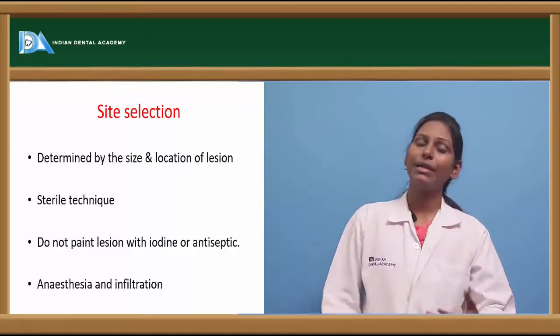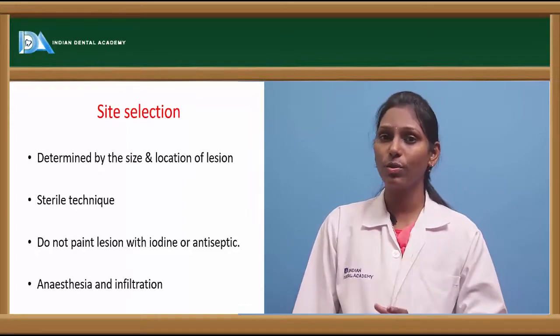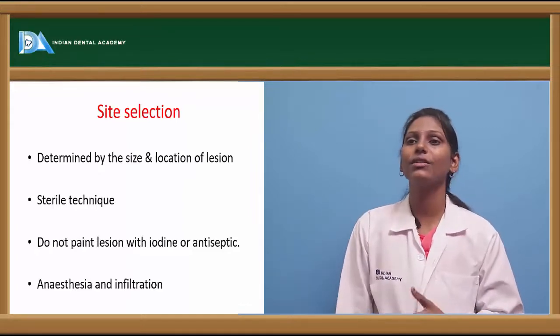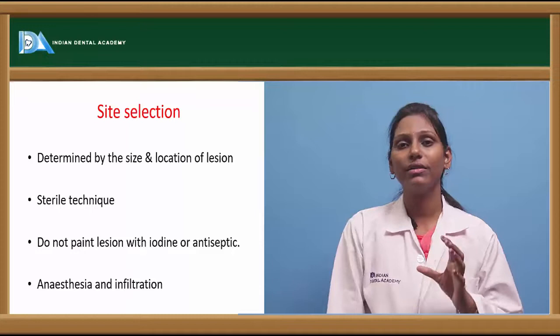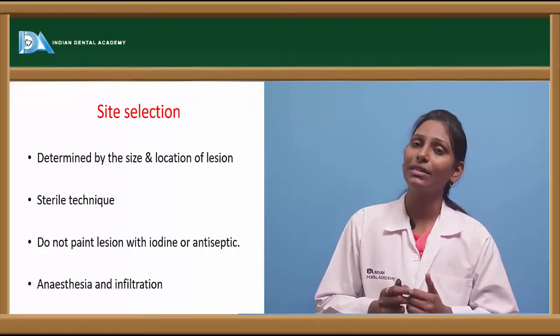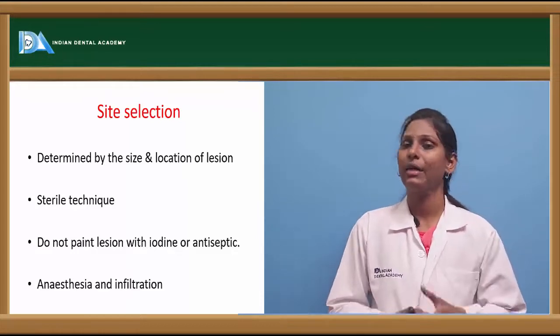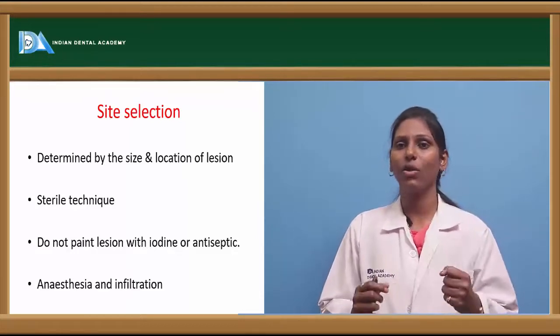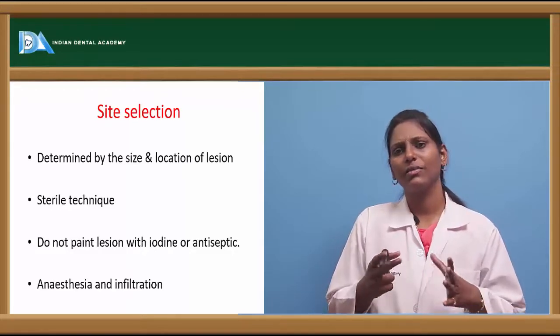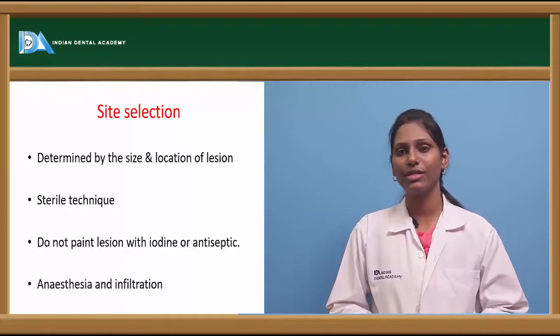So after the armamentarium, the proper site selection of the biopsy specimen is also very important. So for site selection, always determine the size of the lesion and also the location of the lesion. Based on that, we can think about whether we have to go for an excisional biopsy or for an incisional biopsy. As I already have discussed, if the lesion is small and it will not cause mutilation for the patient, we can go for excisional biopsy.